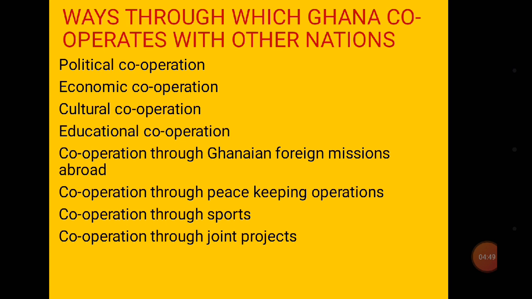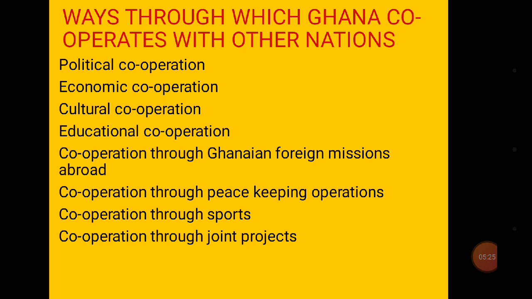Then cooperation through Ghanaian foreign missions abroad. Another way we cooperate with other nations is by building our embassies and sending Ghanaian high commissioners, representatives or ambassadors to some of these countries. Through our foreign missions, embassies and high commissions abroad, we are able to cooperate with other nations.